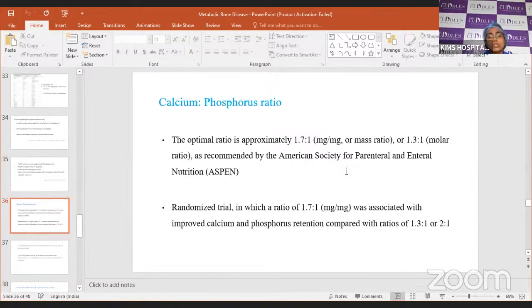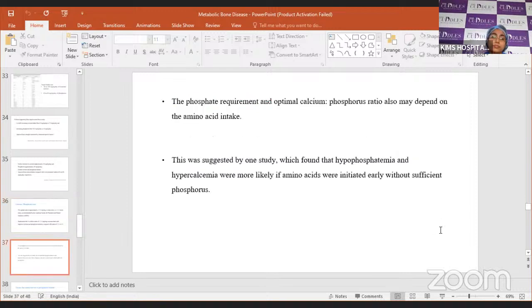Calcium phosphorus ratio is very important. While we are doing the nutritional audit also, we should focus on this. The optimal ratio is 1.7:1 in milligrams, or 1.3:1 as a molar ratio, as recommended by the American Society of Parenteral Nutrition. In a randomized controlled trial, a ratio of 1.7:1 was associated with improved calcium and phosphorus retention compared to ratios of 1.3:1 or 2:1.